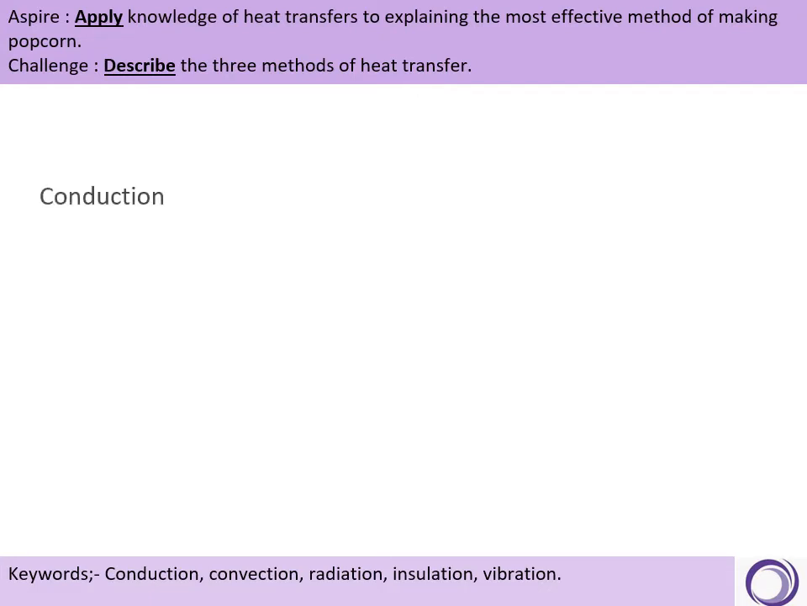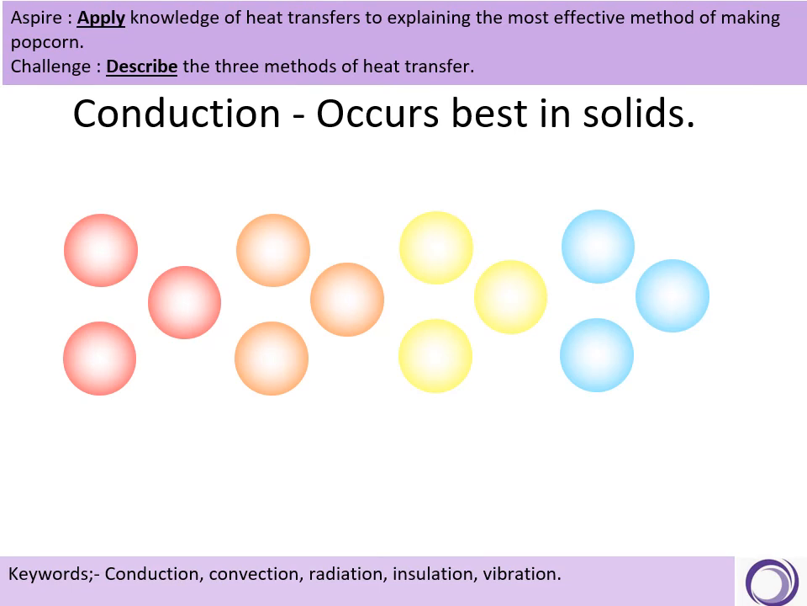We have got conduction, convection, and radiation. So if you need to write those three down, they are your three methods of heat transfer. Right, we're going to do conduction first. Now that occurs in solids. It's relatively straightforward. It is when hot particles vibrate a lot.